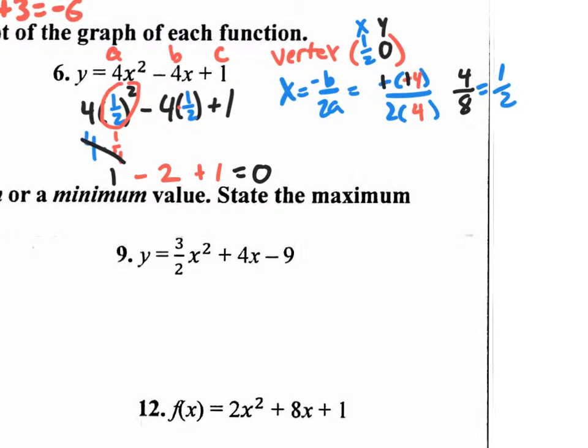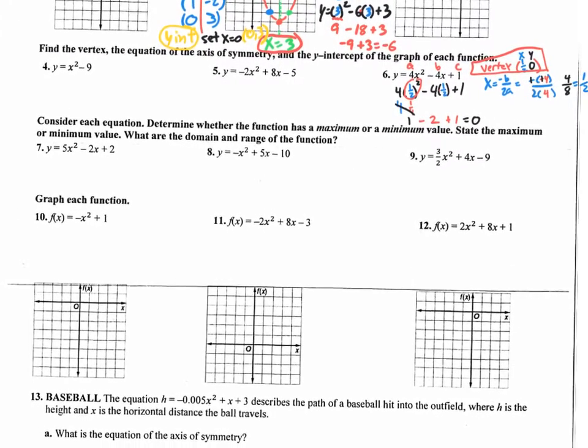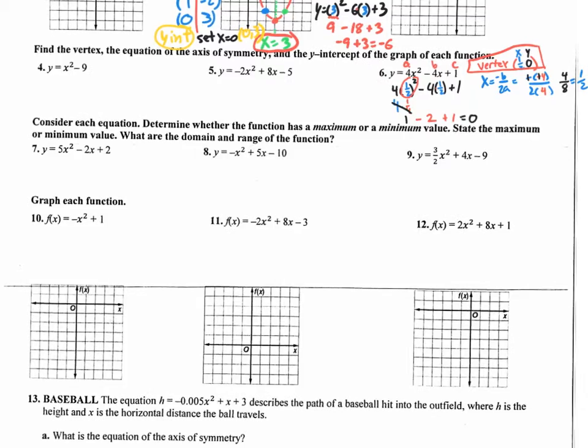They asked for the vertex. We found the vertex. You could check your answer on the back. Go ahead, check it. Is the vertex 1/2 comma 0 on number 6? Yes? Great. And instead of 1/2, they use 0.5, right? That's fine. You could use decimals or fractions. Now, in addition to that, they are asking for the axis of symmetry equation and the y-intercept.